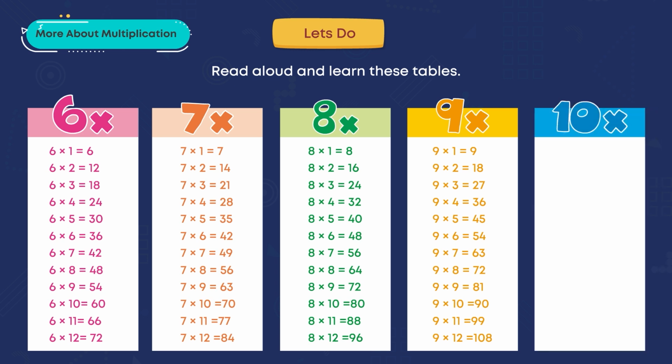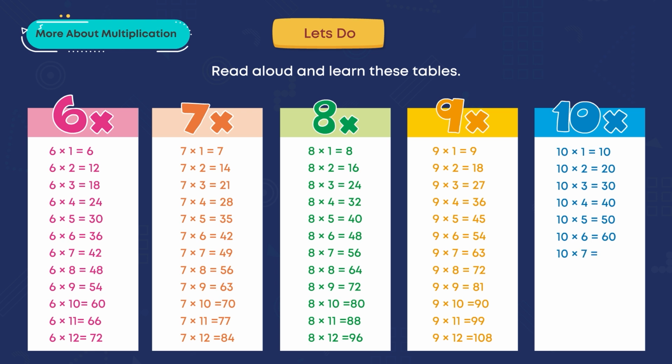Table of 10. 10 times 1 equals 10. 10 times 2 equals 20. 10 times 3 equals 30. 10 times 4 equals 40. 10 times 5 equals 50. 10 times 6 equals 60.